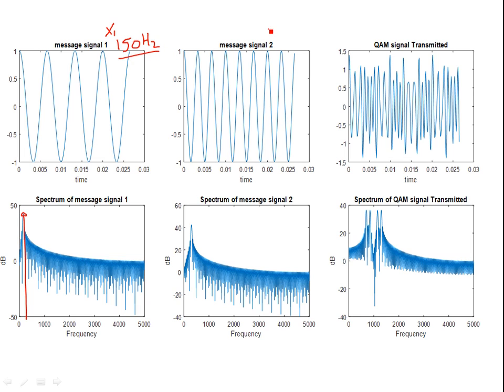Then we have another message signal X2. You can see the frequency is higher. It doesn't consist of any beats or any intermodulation. So this signal is again a single tone of 300 hertz. If you look down at its spectrum, you can see that this frequency is a little bit shifted over here. Then this peak is at 300. So it's a single tone again. So we have two independent message signals.